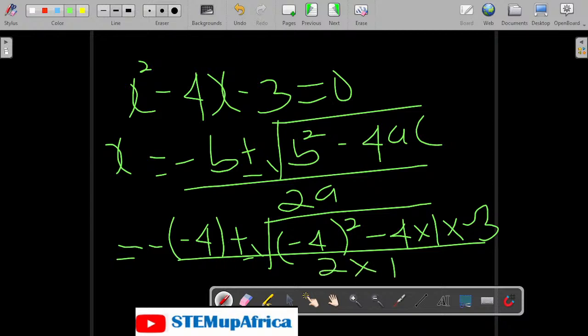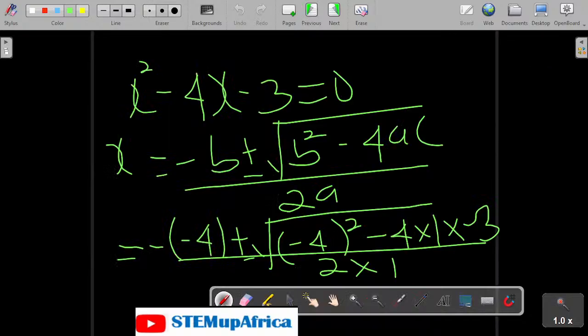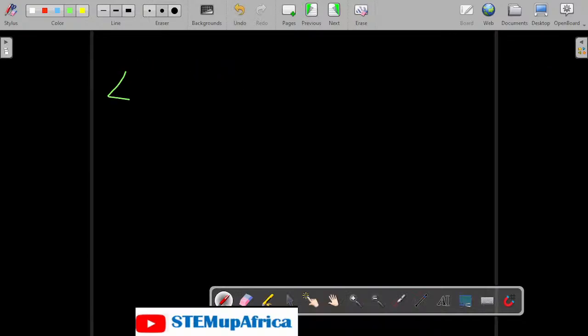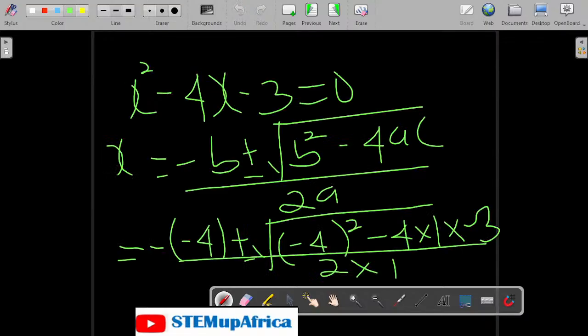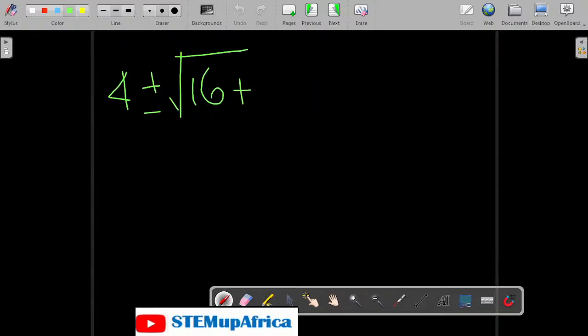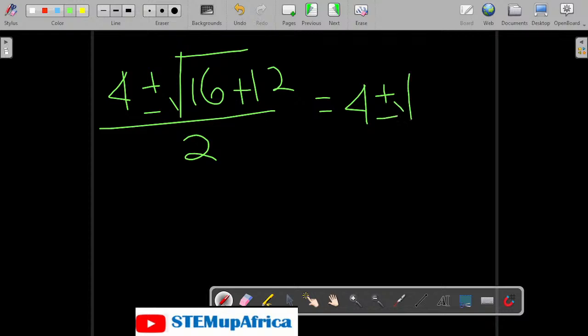So minus minus will give us plus. So we're going to have 4 plus or minus the square root of 4 squared, which is 16, plus, why is it plus? Minus 4 times 1 is minus 4, and minus 4 times minus 3 will give us a plus 12. 2 times 1 is 2. I'm going to have 4 plus or minus the square root of 28, divided by 2.